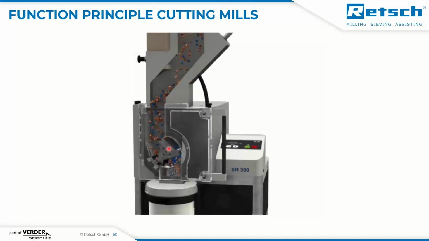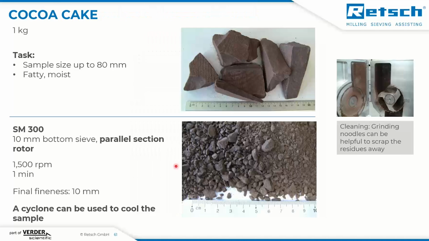The sample is cut between the rotating rotor with the knives and the cutting bars in the grinding chamber. When it's fine enough to fit through the aperture sizes of the bottom sieve, then it's collected. So, for example, cocoa cake up to 80 millimeter was crushed in the SM300 using the parallel section rotor.